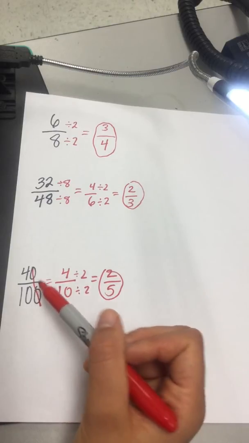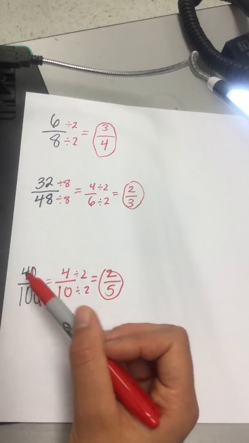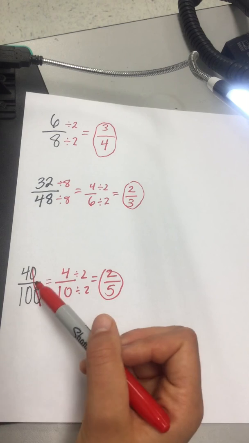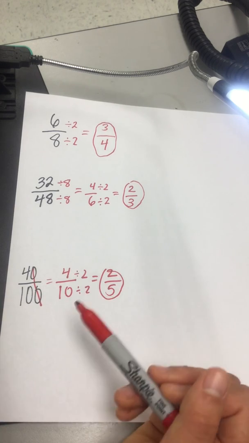If all else fails, look to see if the top number and the bottom number are even, because every time it's even, you can divide by 2, and you keep going with either divide by 2 or divide by something else until you can't divide any further.